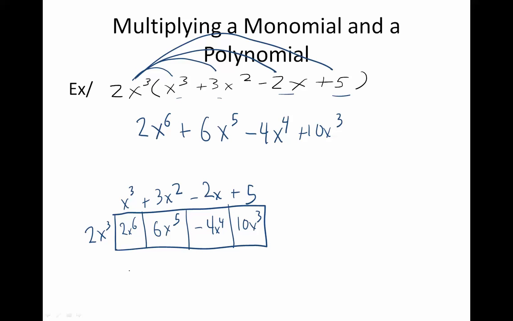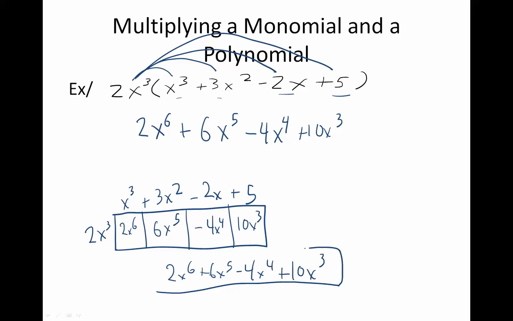When we do this as a monomial times any kind of polynomial, these four terms in here that we get are our solution: 2x to the 6th plus 6x to the 5th minus 4x to the 4th plus 10x cubed. Now, this area model might seem kind of silly on an example like this, but it is going to be really helpful in our next set of examples coming up here.